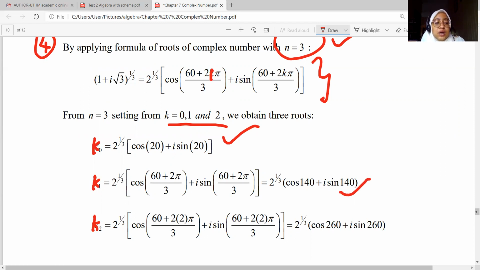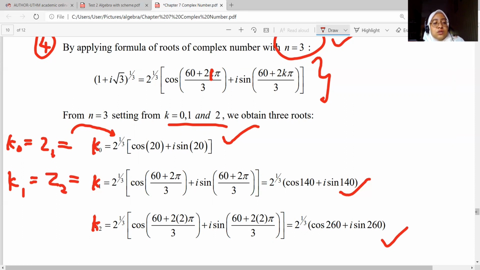Okay, and then bila k sama dengan 2 dia jadi 2 kuasa 1/3 darab dengan cos 60 tambah 2 darab 2 pi per 3 tambah i sin 60 tambah 2 darab 2 pi per 3. So ini jawapan dia. Selalunya kita akan tulis macam ni. k0 sama dengan z1 sama dengan ini. Kat sini dia macam ada missing sikit, dia boleh mengelirukan awak. So k1 sama dengan z2 sama dengan ini. k2 sama dengan z3 sama dengan ini.